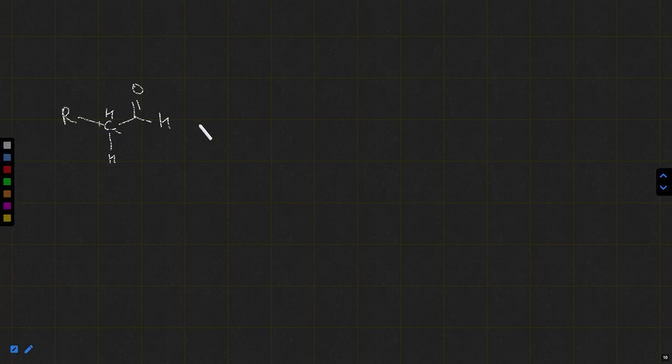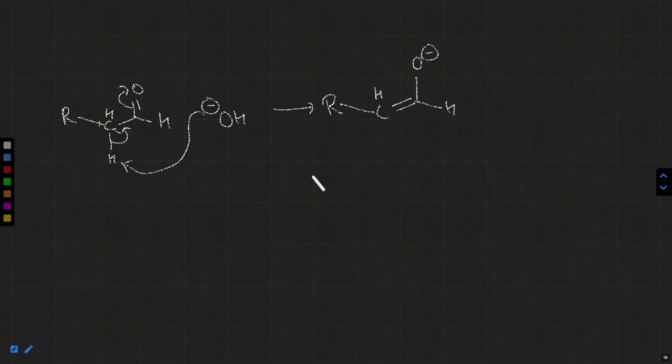Suppose this is R, right? Now next what will happen? The base we have here will just deprotonate this and result in this kind of formation. Now we have another molecule of the same compound. This will just come down and attack here. This will go up.